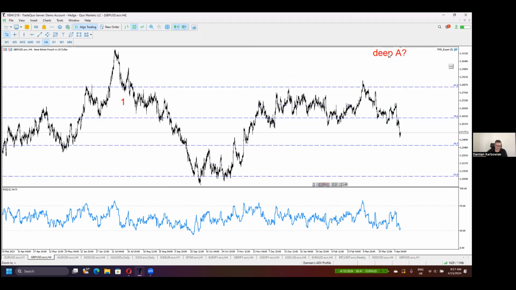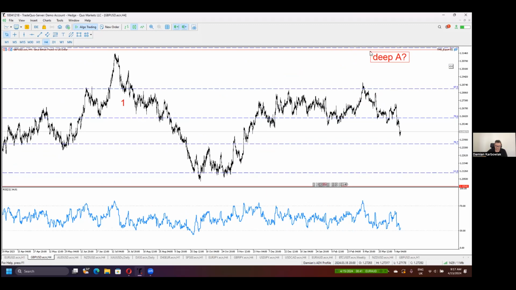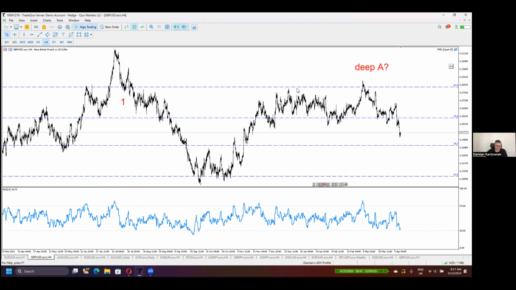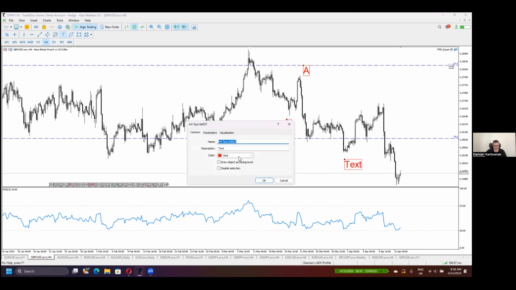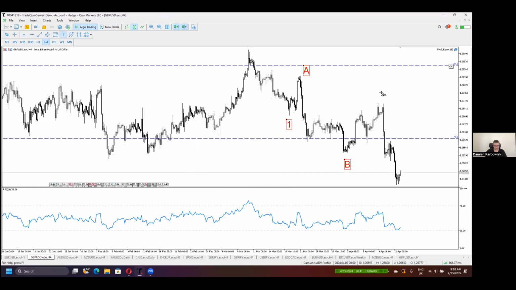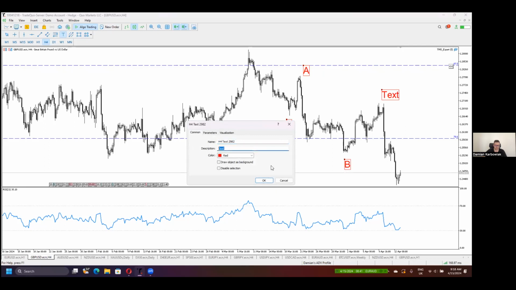And first of all, let's analyze it from the top. So we know that we had a deep A, and after that we have an overbalance. So how can we name it? First of all, like we said previously, we could put our 1 right there. After that, our A right here. After that, 3 waves B right there. And the wave C. It was our first scenario.